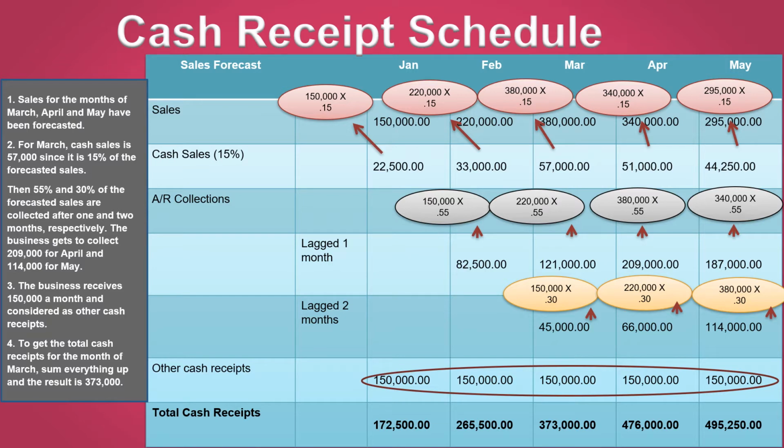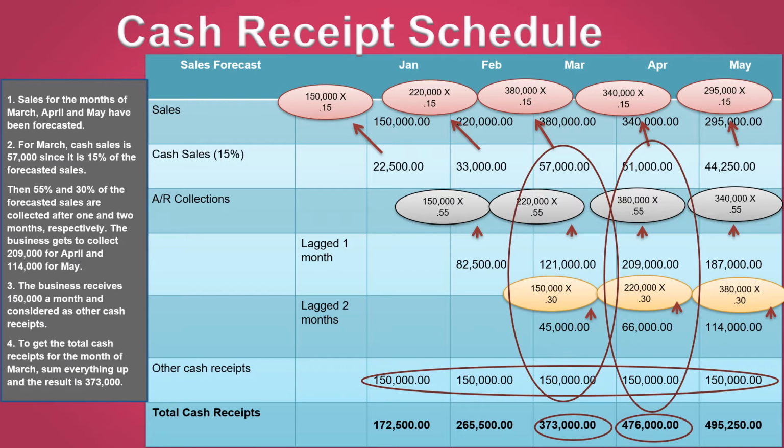Then step number 4: for us to get the total cash receipts, we have to sum up everything. For the month of March, we'll get 373,000. In getting the total cash receipts, we will only add up from cash sales up to other cash receipts in order for us to get the correct figure. So all you have to do is follow the same steps for the months of April and May.